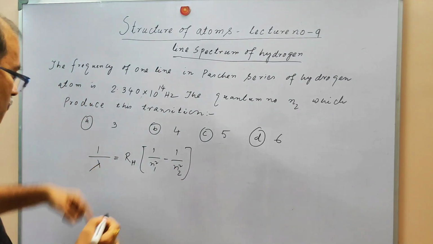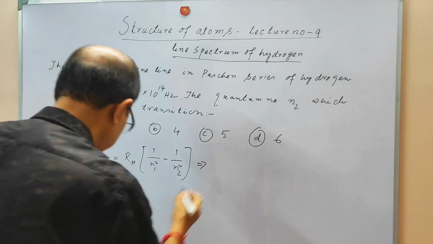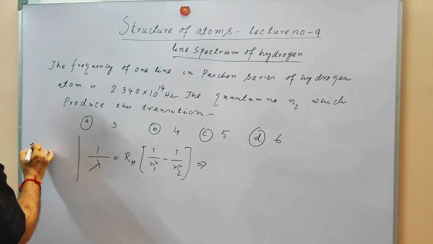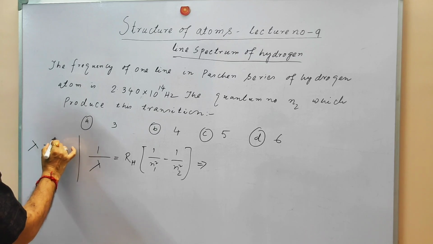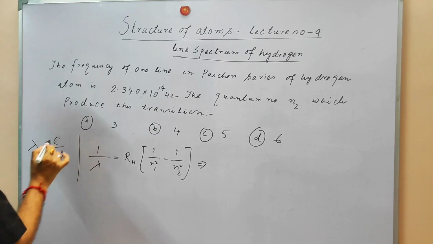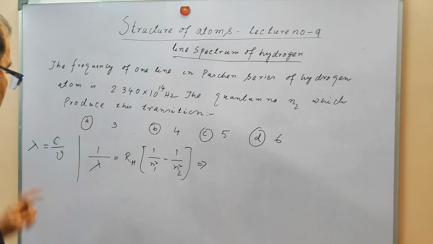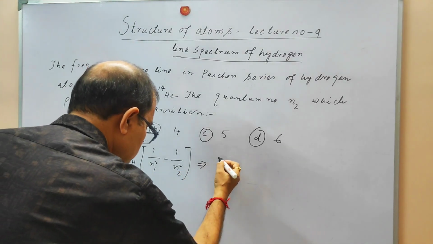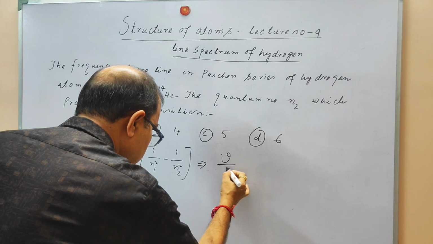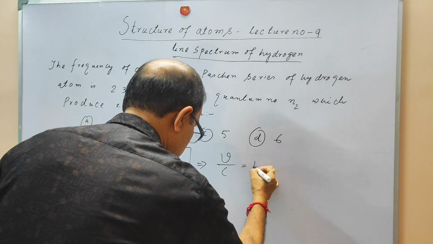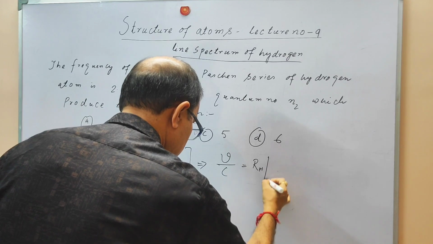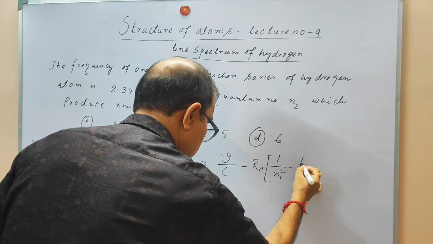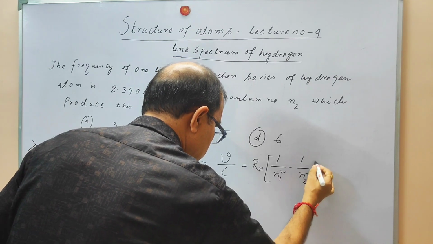Now we can modify this formula, because we know that lambda is equal to C by nu. If we put this value here, it will be nu by C is equal to RH into 1 by n1 square minus 1 by n2 square.